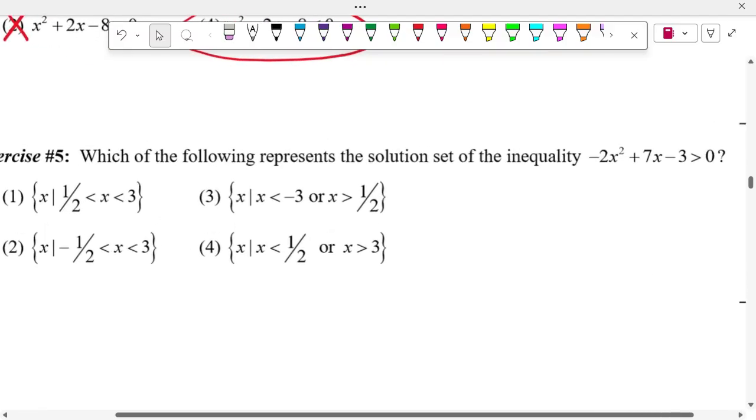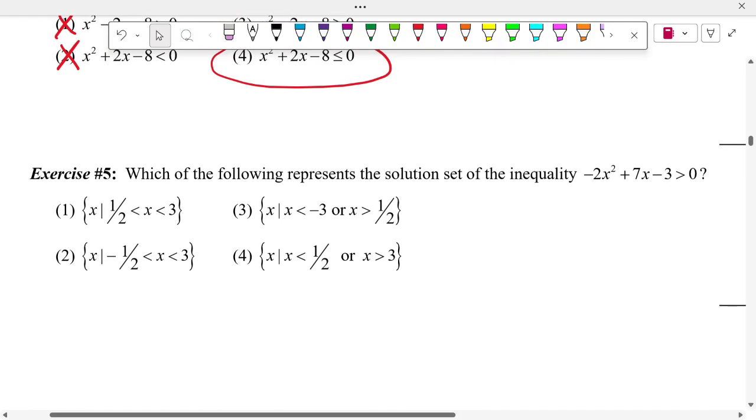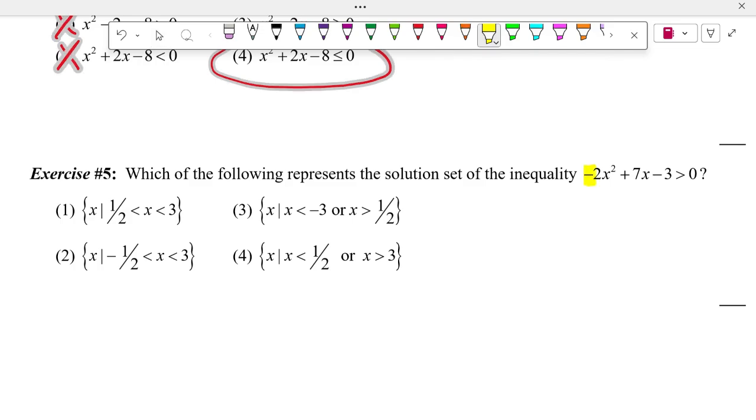Same thing here. Now this one is kind of a little funky, so we're going to actually solve this. And the main reason is right here: your A value is negative. What do I tell you you have to do if your A value is negative and you're solving?